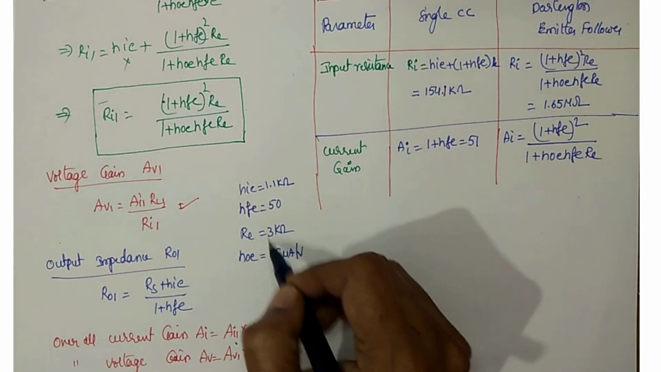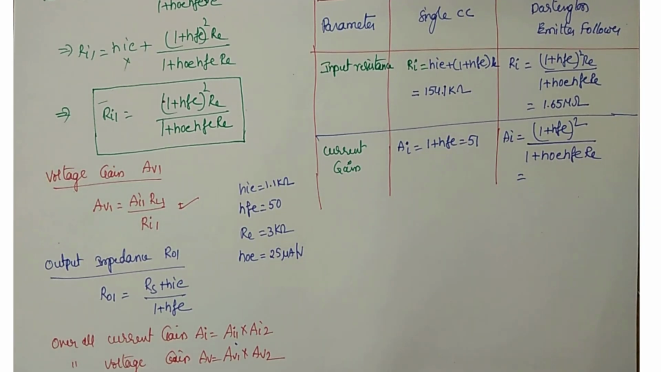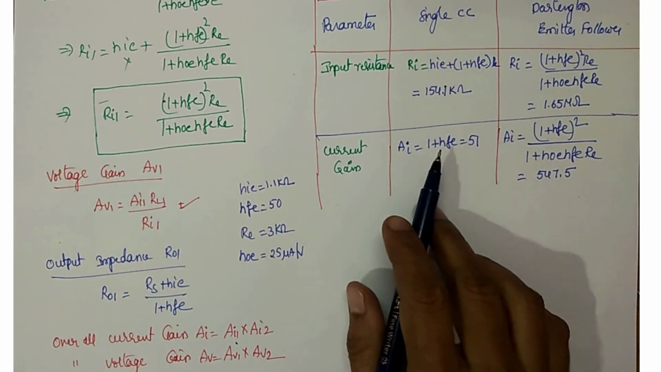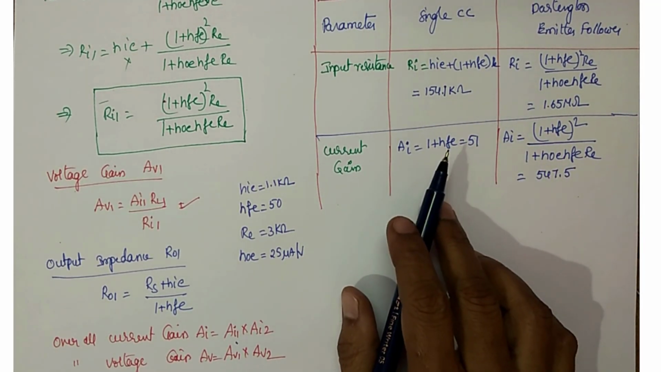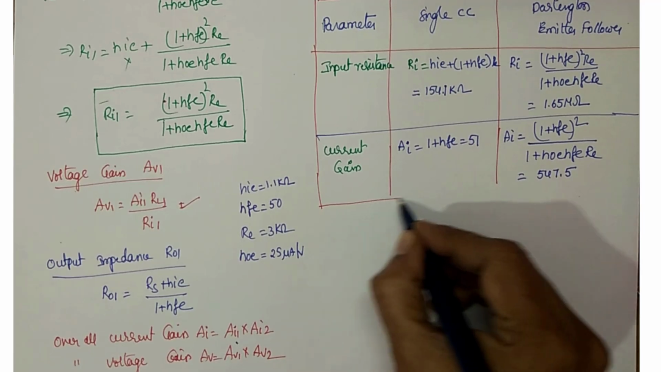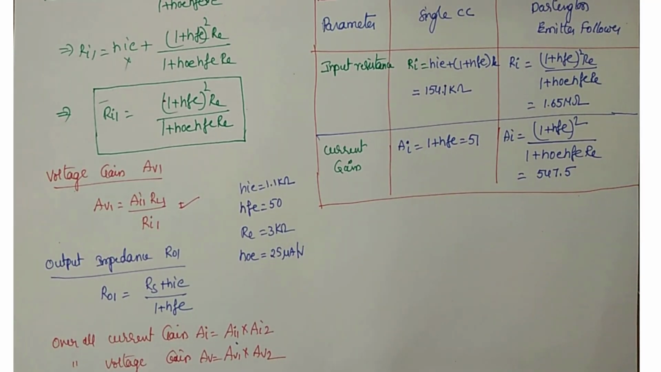Now if you substitute all these values, you get around 547.5. Even the current gain is 10 times more than the single CC amplifier. So what can you conclude? You can conclude that the Darlington emitter follower circuit gives more input impedance and more current gain than a single CC amplifier.